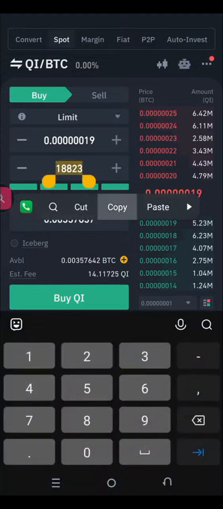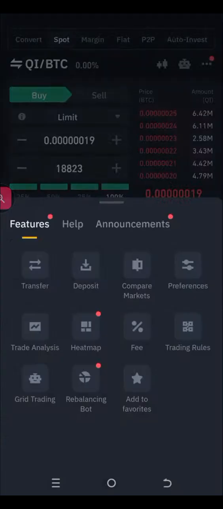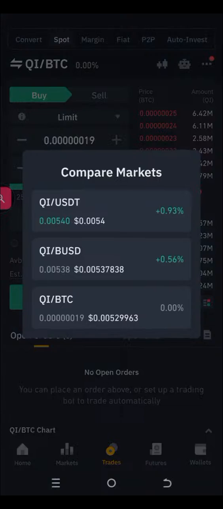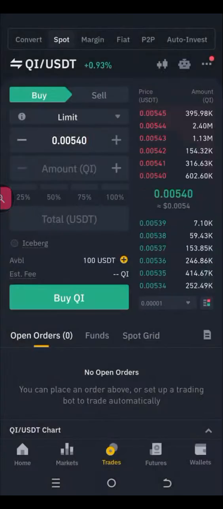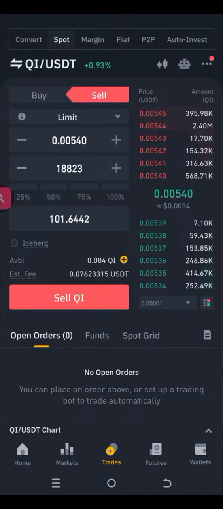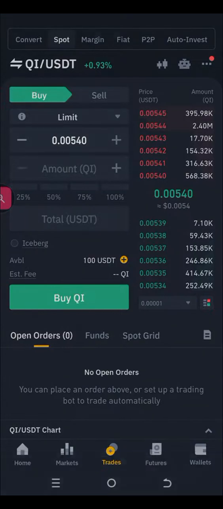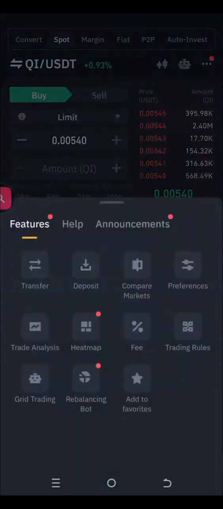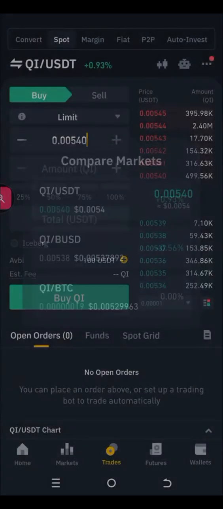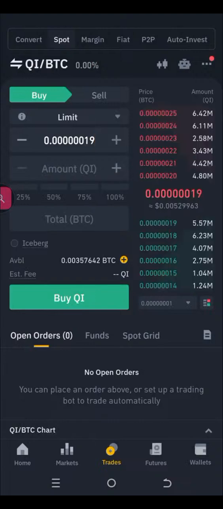Let's copy that. And then let's go to compare markets and click on the USDT. So if I try to sell, what would I get? Let's see what profit I make. Okay. Same amount, 1.6%. That's $1.64. So let's just go with this. Let's go back and see whether if we buy QI BTC, we will be able to make this.